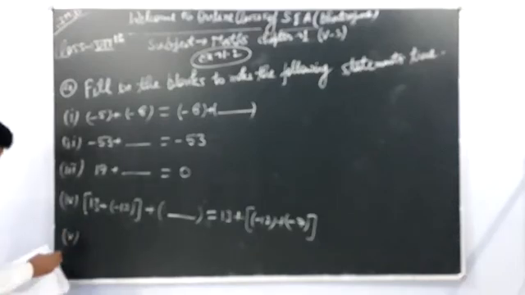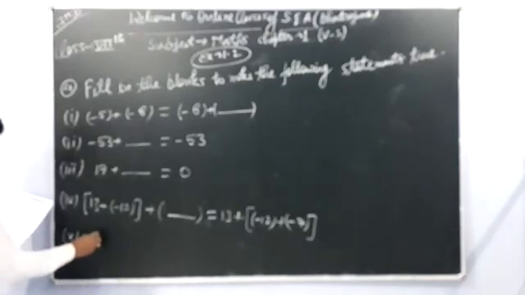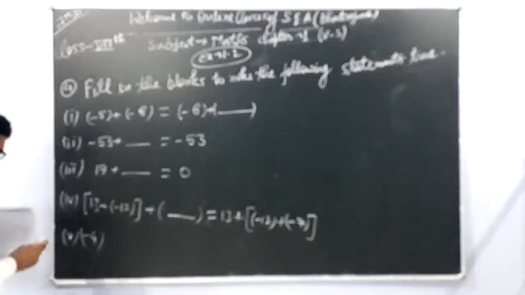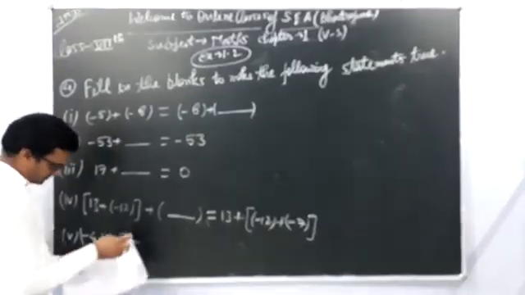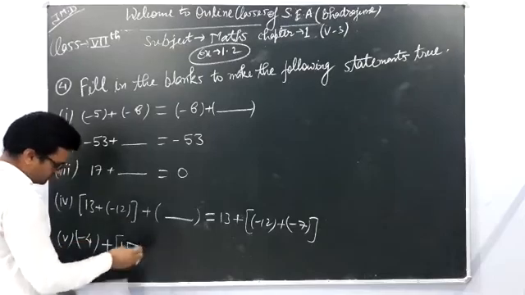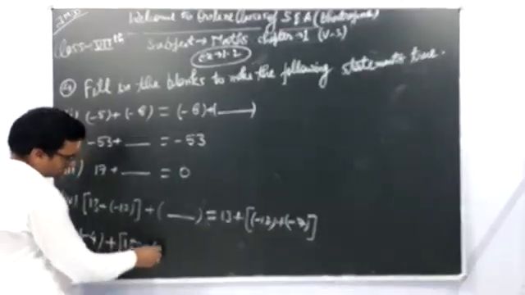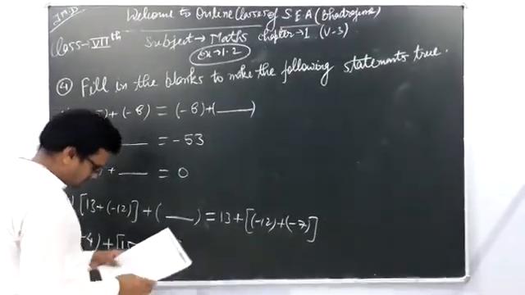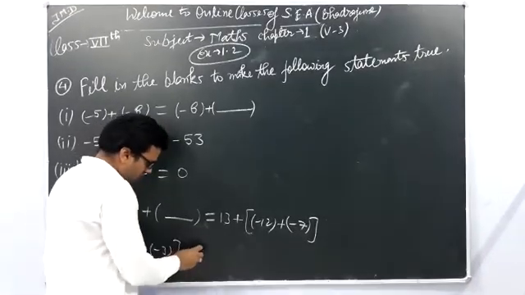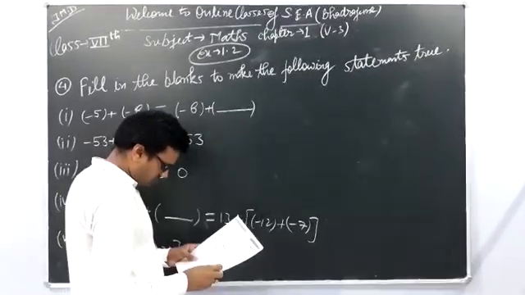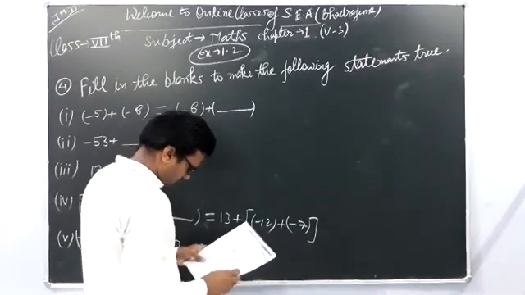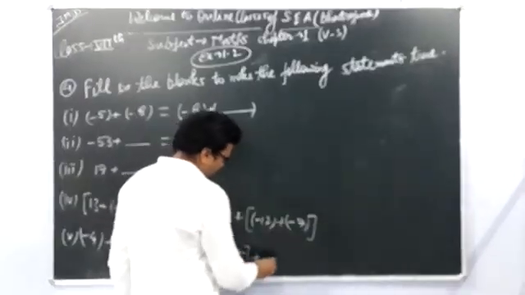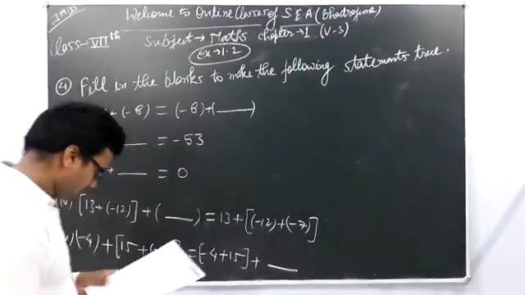The fifth part is -4 plus 15 plus -3 equals -4 plus 15 plus blank.